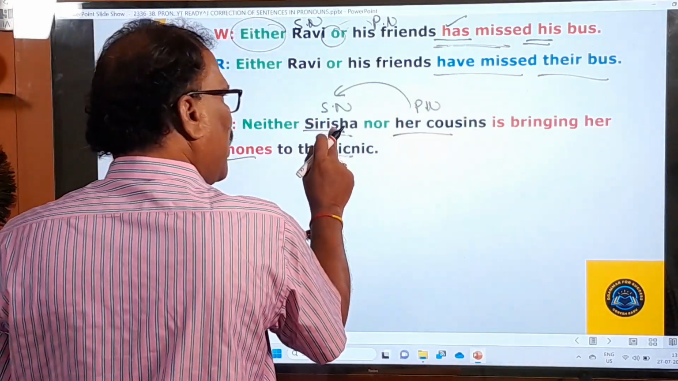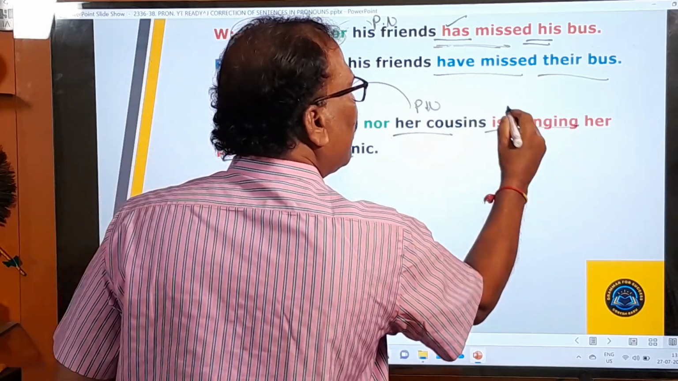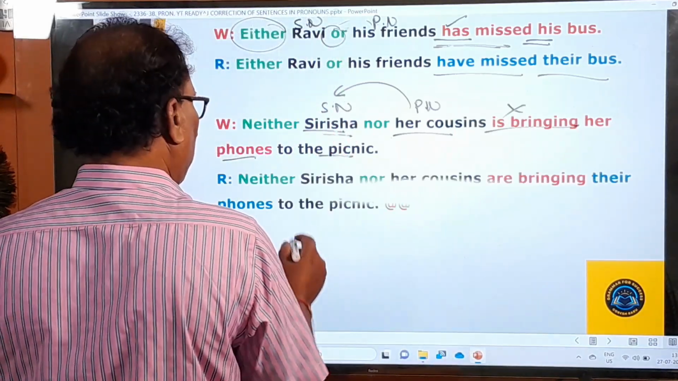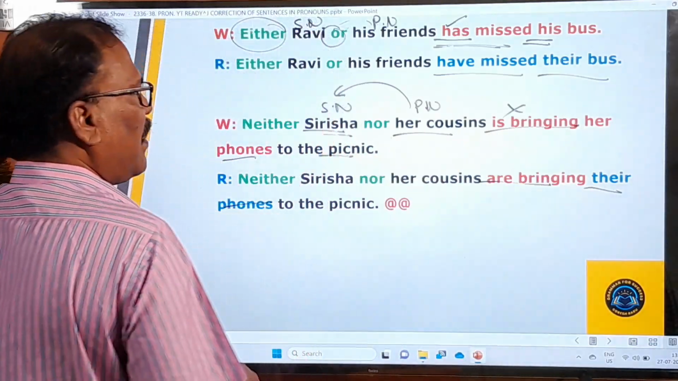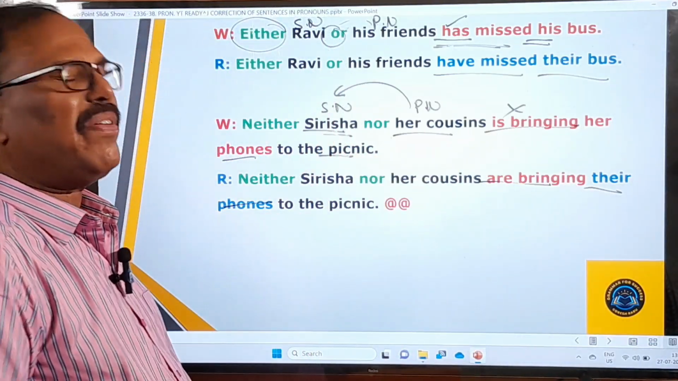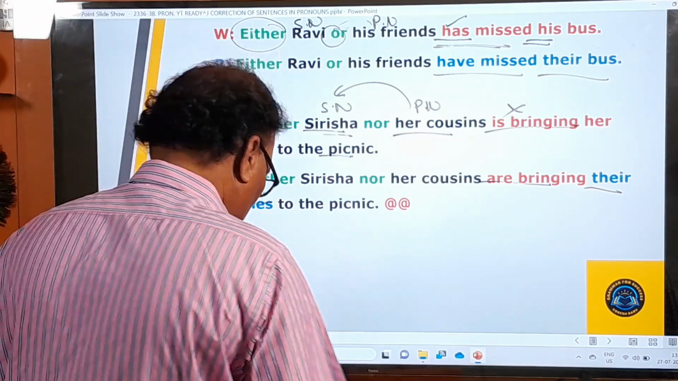Okay, neither Sirisha nor her cousins is bringing. Wrong. What should we do? Neither Sirisha nor her cousins are bringing. Her phones is given; their phones, you have to say. So in this way, this is a very, very important rule from your examination point of view.